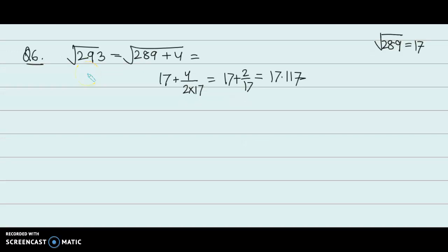Our next example is square root of 293. I can write it as 289 plus 4, because 289 is a perfect square and its square root is 17. So our answer will be 17 plus 4 by 2 times 17. 2 and 4 get cancelled. You are getting 17 plus 2 by 17, and the answer is 17.117. Now I will show you on the calculator what the actual answer is.